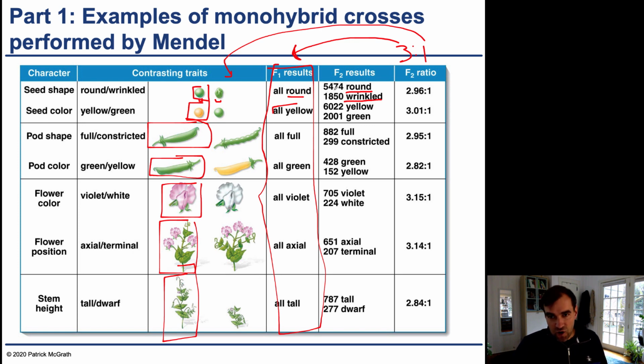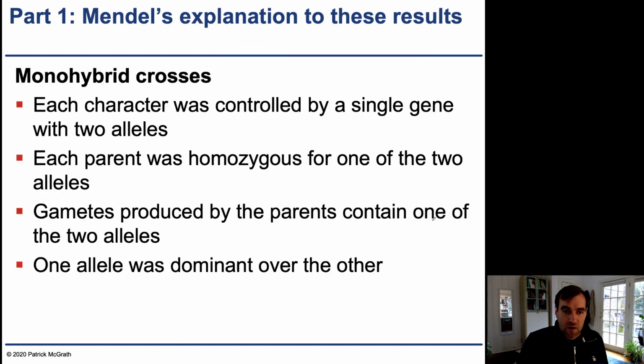So 5,474 individuals had round seeds, 1,850 had wrinkled seeds. It's really remarkable how many crosses he actually did. He was a firm believer in large numbers and a firm believer in doing these experiments right. And so he did this for all 7 of these characters again, and he found these rules were very consistent. The F1 individuals all shared one of the parental phenotypes, and then the F2s all had this 3-to-1 ratio or close to 3-to-1 ratio. So how is this possible?